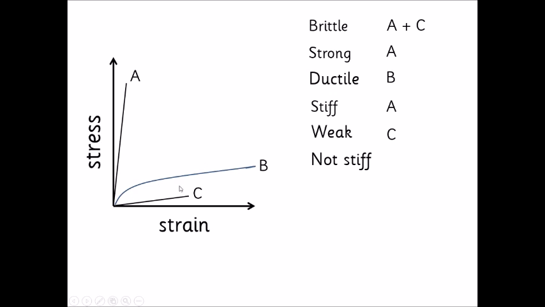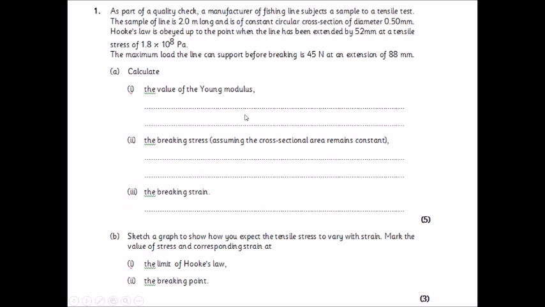The weakest material is C, because it's broken with the smallest breaking stress, and the least stiff material is also C, because that's stretched a lot for a small amount of stress. Okay, so these are all material properties that we can look at using a stress-strain graph. Okay, a couple of questions here just to finish us off.